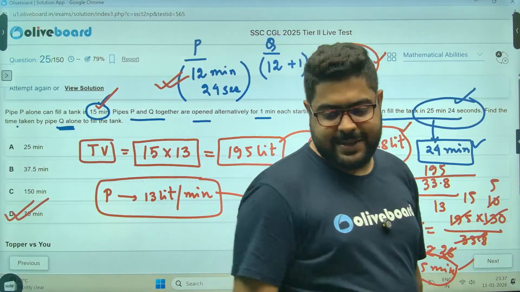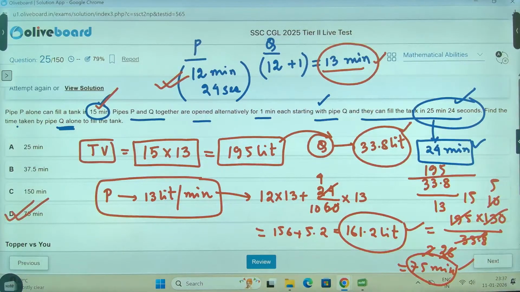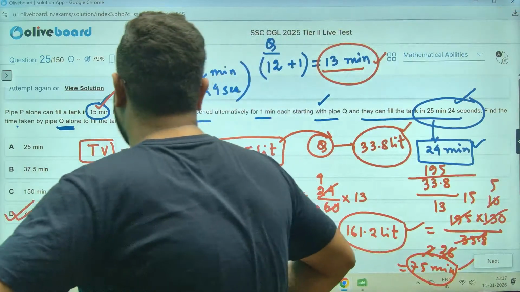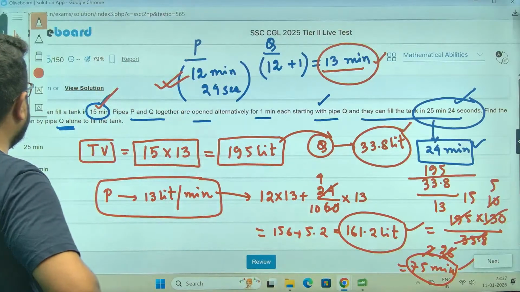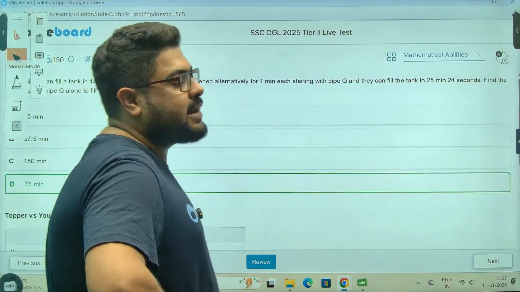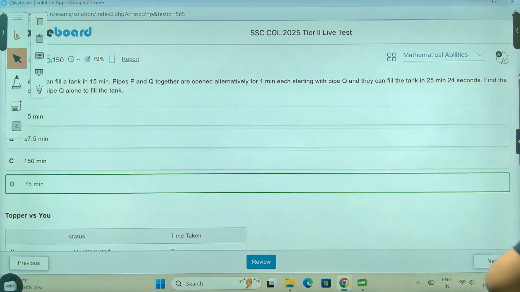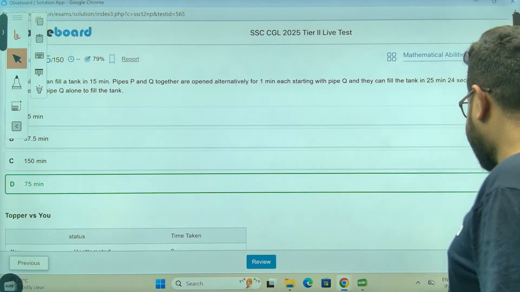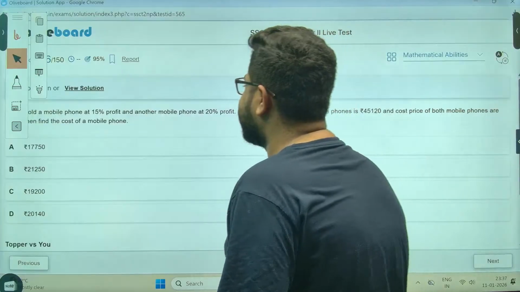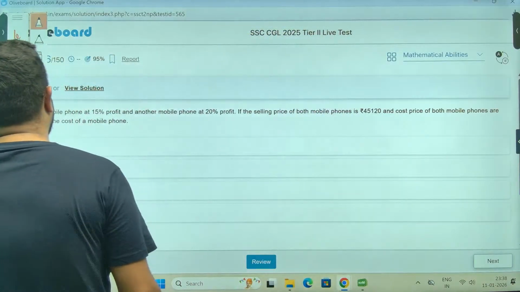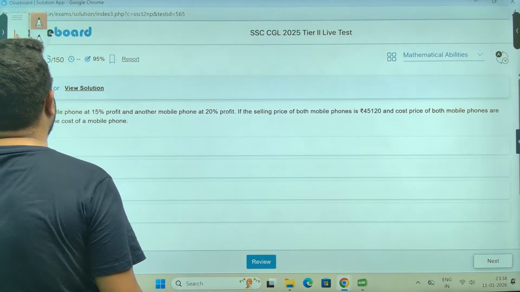This was a question worthy of tier 2, sir. Very good question. 75, option number D is the correct answer. I hope everybody understood. Anyone having doubts, please ask. This was a very good question, a proper question, sir. Chalo, moving on.